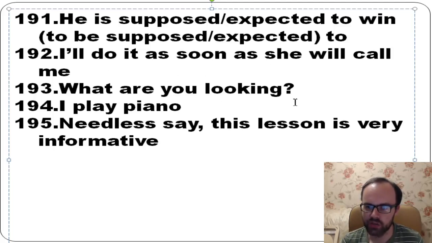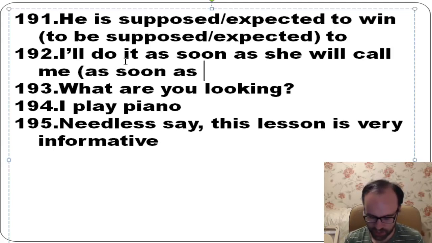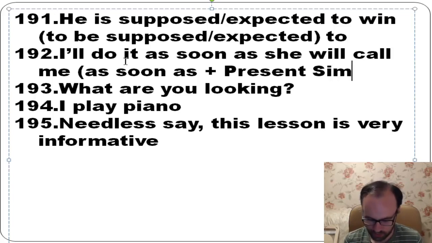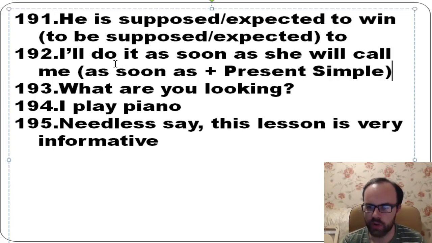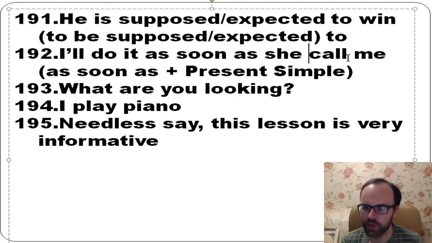I'll do it as soon as she will call me. We talked about it, that if you have as soon as, we need to use present simple. Yeah, we talk about future, but we need to use present simple. Whether she calls or not, we add s, when she calls me. So I'll do it as soon as she calls me.